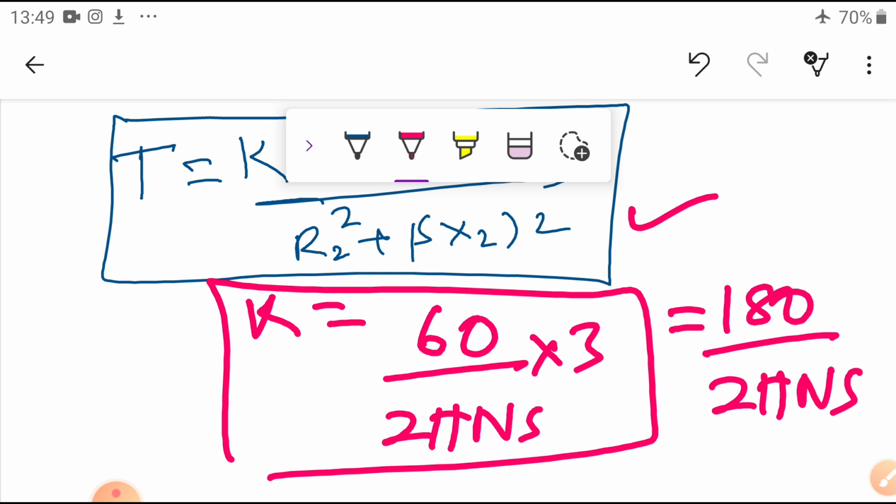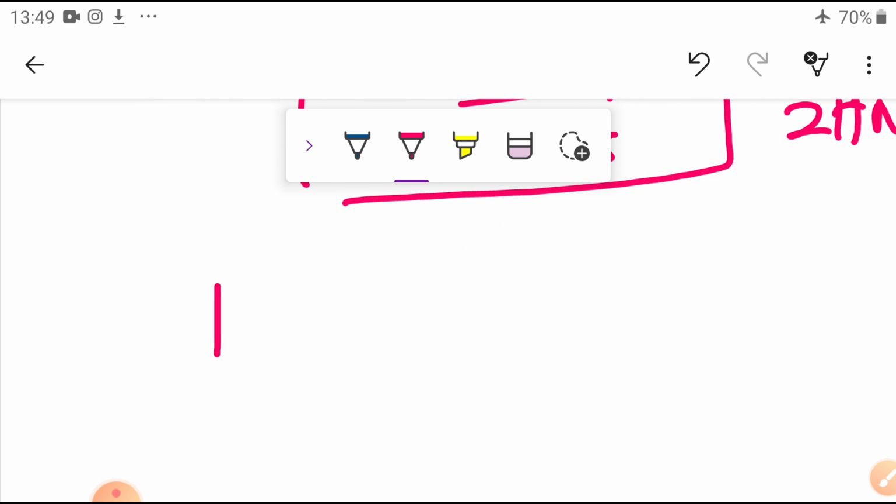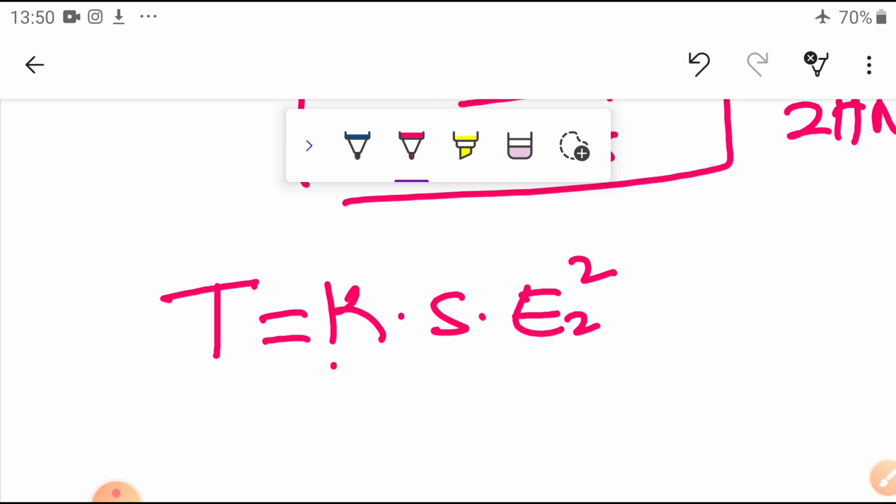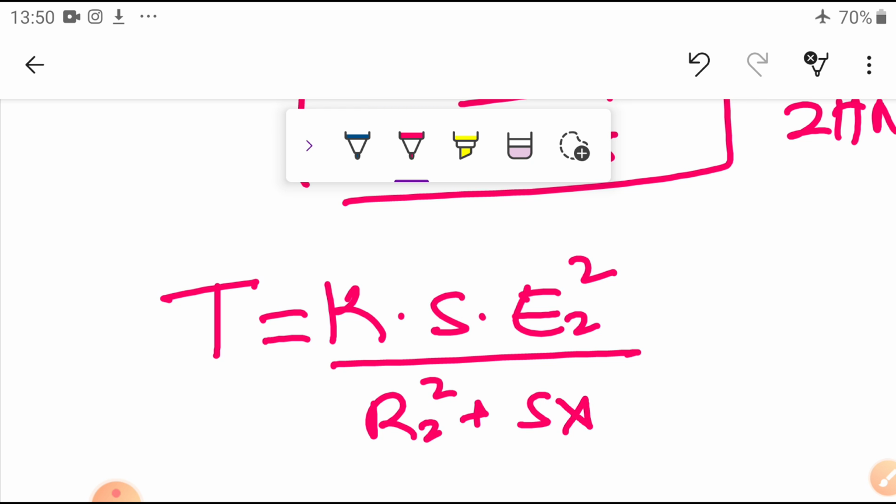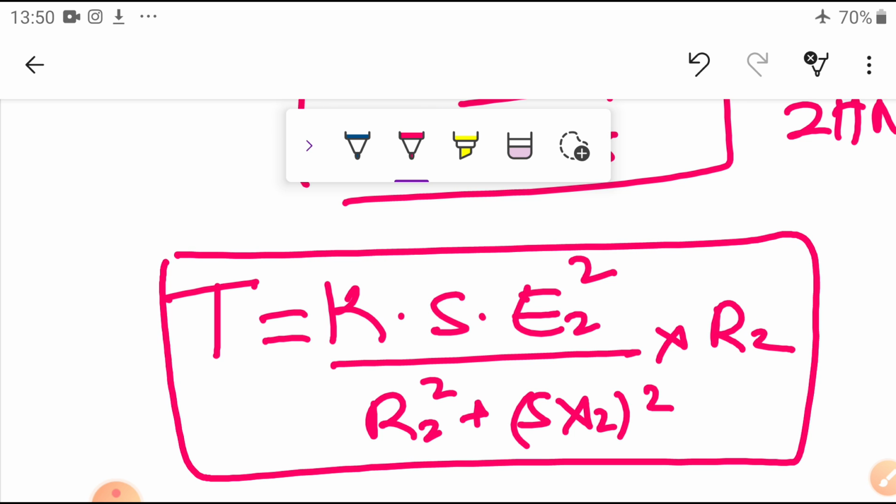So this is the final equation we are going to get. What is the torque? Torque is equal to some constant into S, the slip, into E2 whole square divided by R2 whole square plus Sx2 whole square, into R2. So this is the final equation of the rotor of the induction motor. Dear students, these are the equations derived from basic scratch.